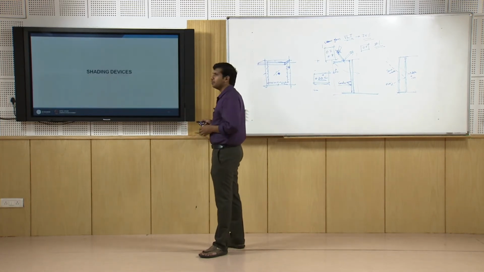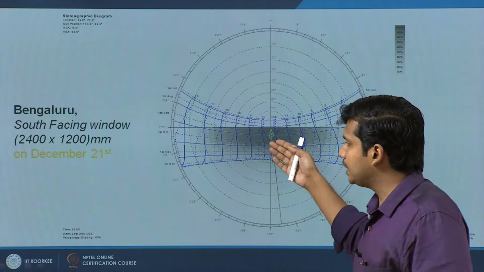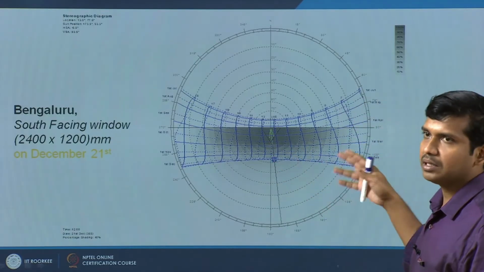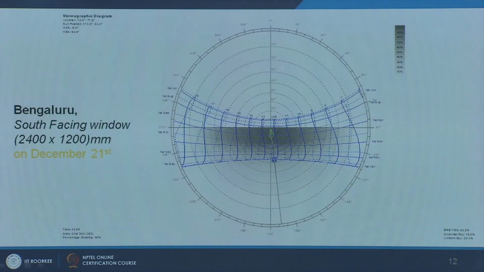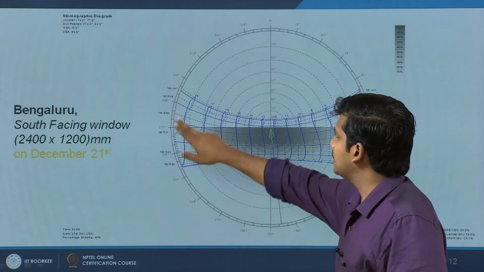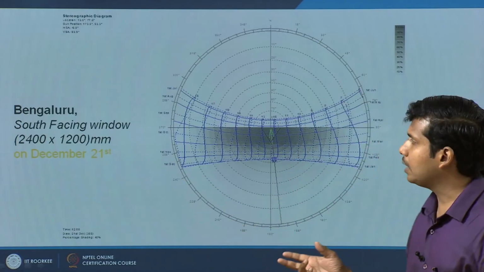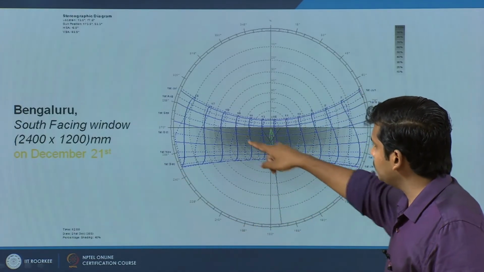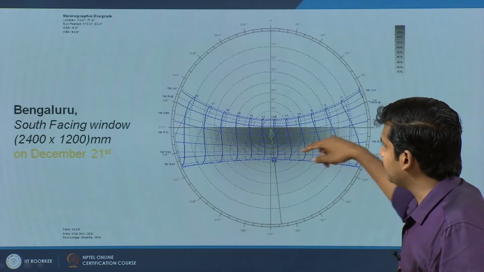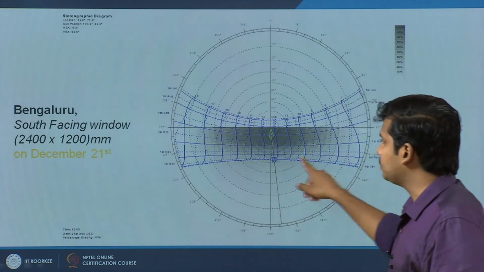A quick overview of the processes involved in designing a shading system. We have looked at the solar charts. What I have superimposed here, in a following session I will also demonstrate how to compute this using certain tools, but to take a quick look at it, you have a solar chart, sun path diagram. This is for Bangalore. The window size is 2400 by 1200, facing south. So you see a thin set of grey lines, it gets darker as it goes here. This is on December 21st, that is winter solstice.